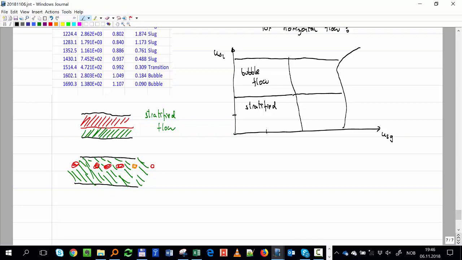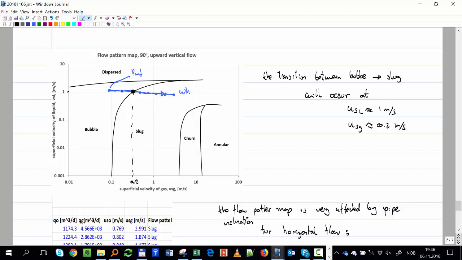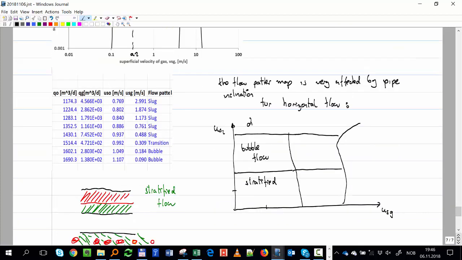And what happens if I increase even more the velocity of the liquid? What happened in the case of the vertical flow? I managed to make these bubbles really, really small. So I get dispersed flow.